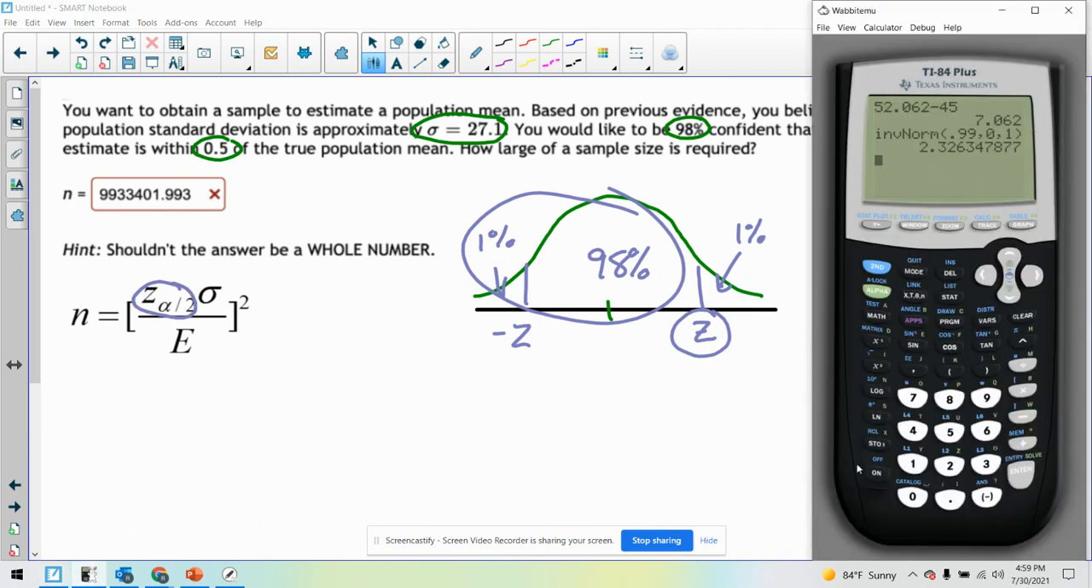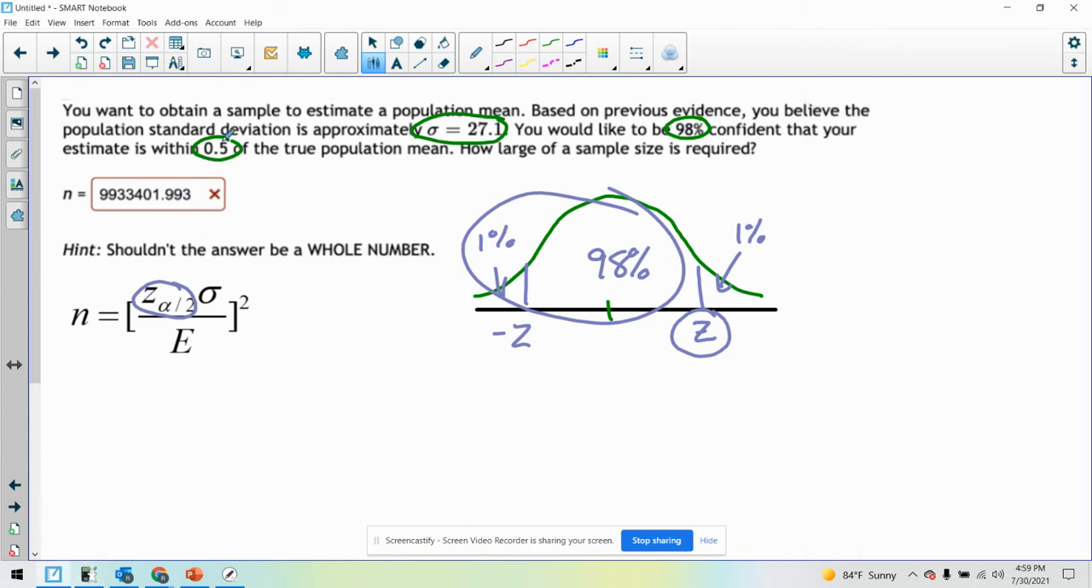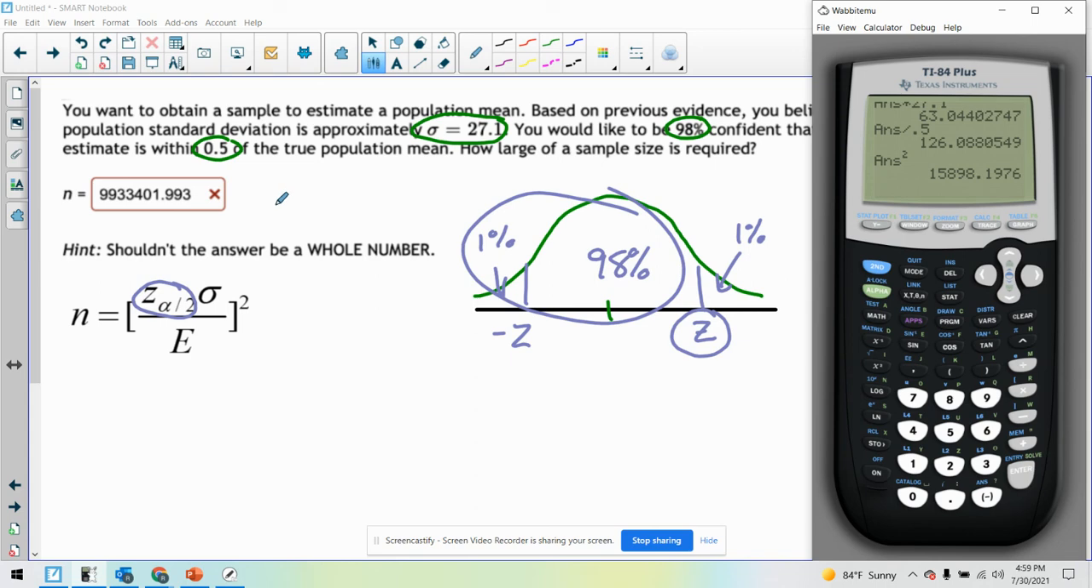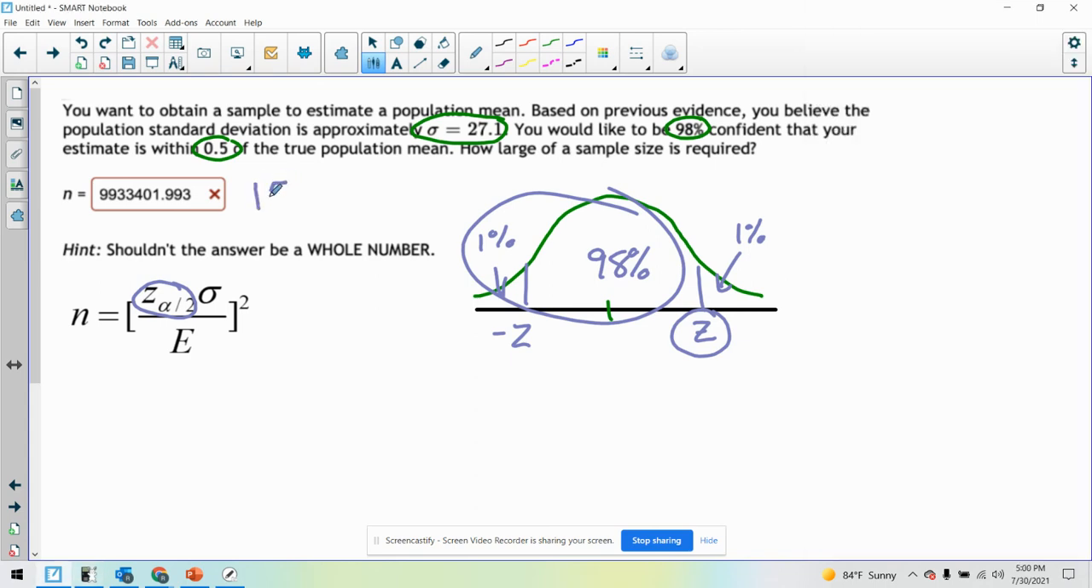Okay. So the next thing I do is I take that, I multiply it by my sigma, 27.1. That's my numerator. Divide that by my margin of error. So I'm going to divide that by 0.5. And then I'm going to square that whole thing to see the answer. And you should get 15,898.1. But whenever you're looking for a sample size, you always round up. So this is going to be 15,899. And that's your answer.